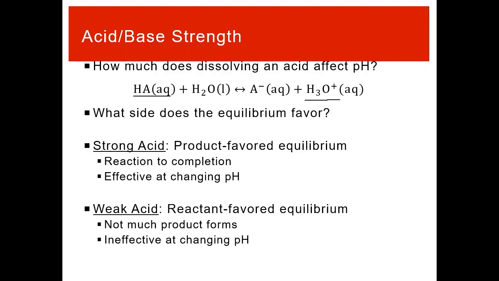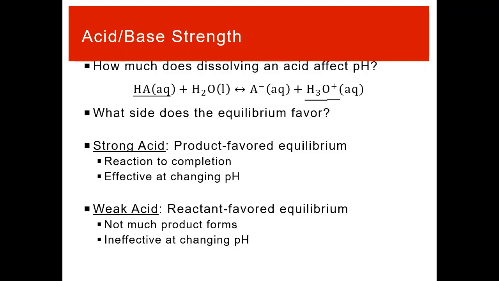You could choose an acid such that the equilibrium is product favored, your K would be greater than 1. And so your reaction would go to completion, right? You put some acid into water and it makes a lot of hydronium. So strong acids are acids that are effective at changing the pH of a solution. You put a little bit of acid into the water, all of it reacts with the water to produce hydronium.